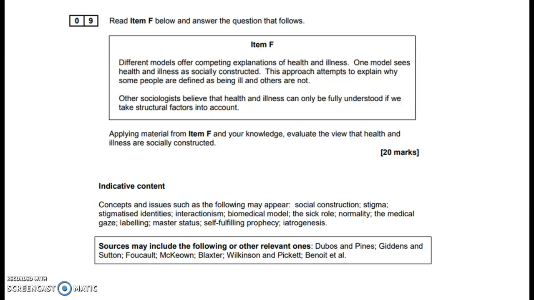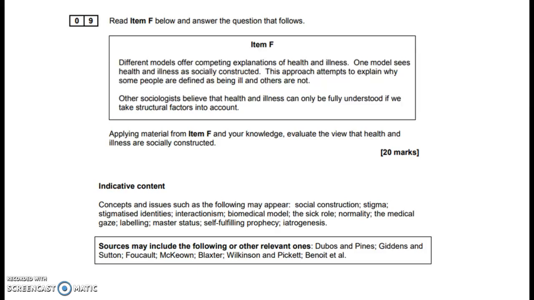So what you need to do is go back through and look at these examples and see how these sociologists have an argument about something being socially constructed. But if you see underneath where it says the indicative content, there is loads of stuff you can bring in here, stuff to do with the sick role. So Parsons deals with the sick role and talks about the idea that doctors are the gatekeepers in society. They decide who is sick and who isn't. So that's linking it to the biomedical model, but that does link to the social model.